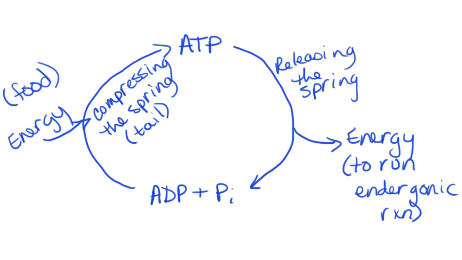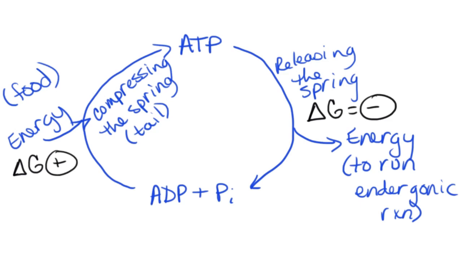Inside of the cell, this is going to be continuously happening. And just to put a few other terms on here, when we do perform ATP hydrolysis, which is the breaking down of ATP, that reaction is going to have a negative delta G. But when we're on the other side and we're actually going to build ATP, that reaction is going to have a positive delta G.